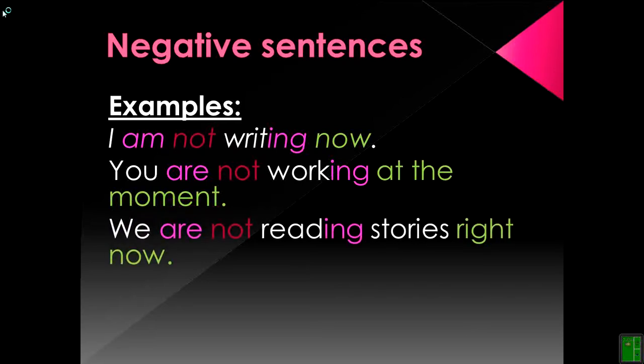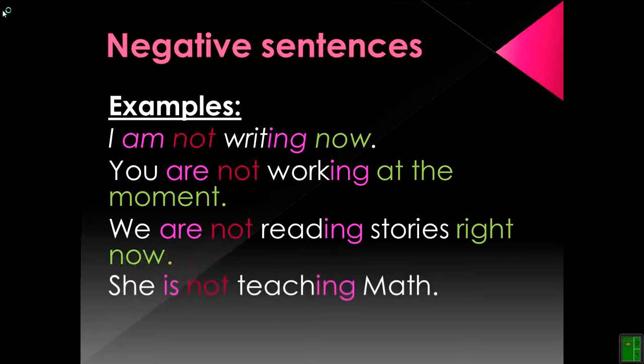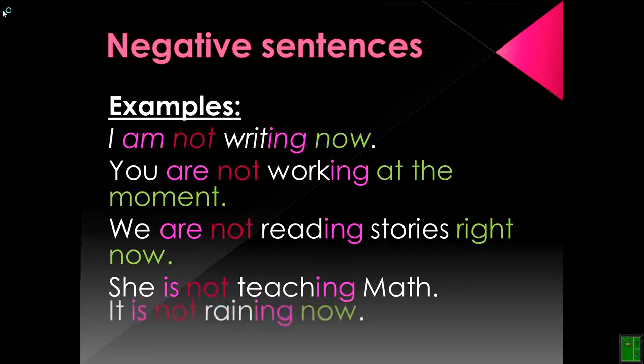Example number 3, we are not reading stories right now. We use not after are, so we say are not or aren't. The next example, she is not teaching math. We use not after is, you say is not or isn't. It is not raining now. This is the last example. We use not after is, you say is not or isn't.